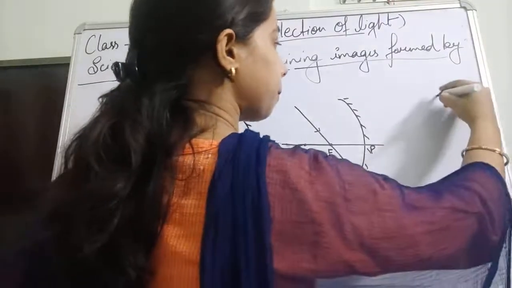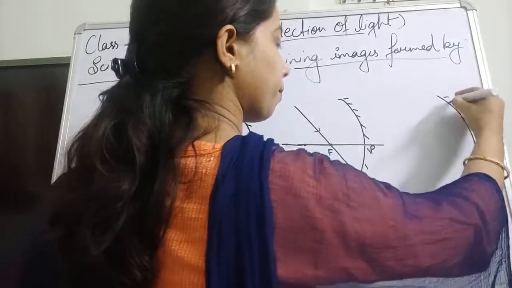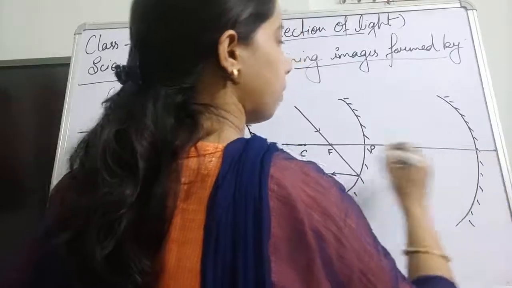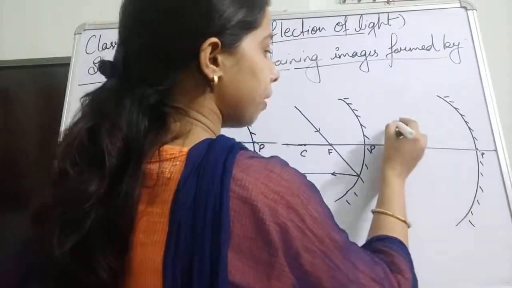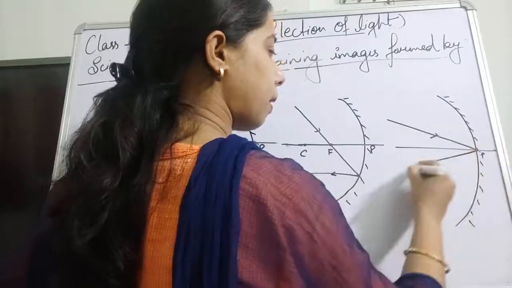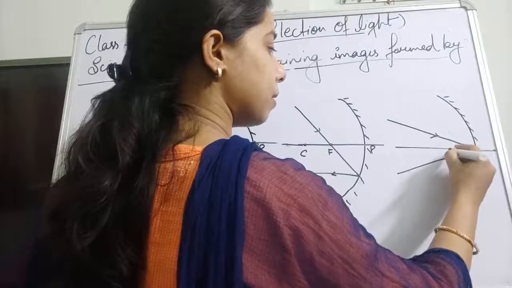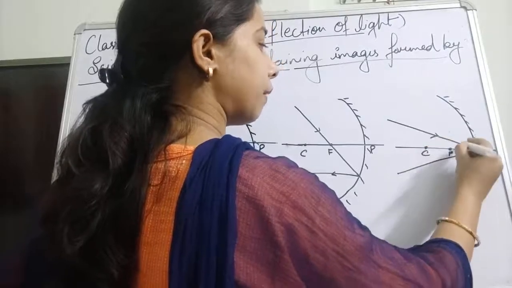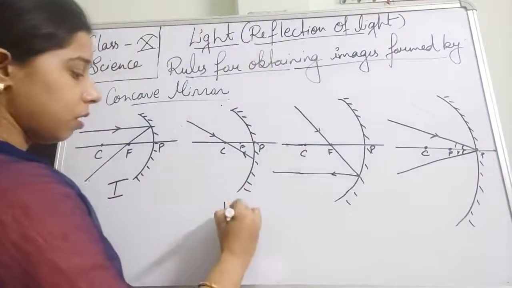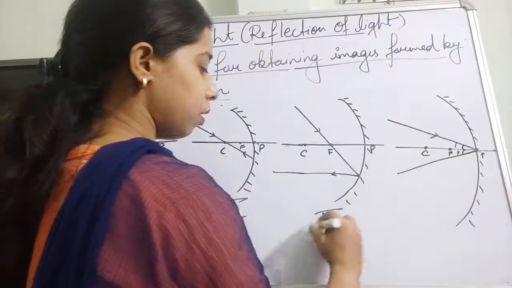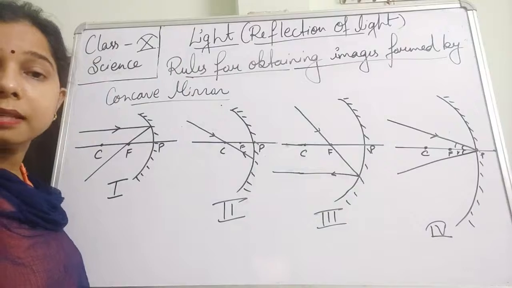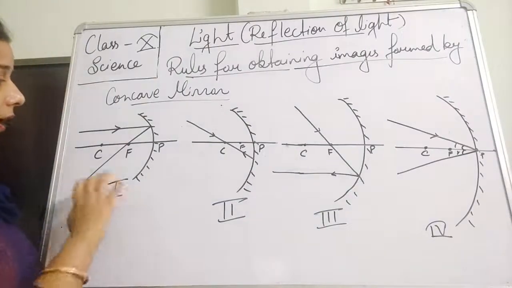And finally, this is the pole, and if a ray of light falls on the pole at an angle, it will come back with the same path. This is focus, student. This is the center of curvature, angle I and angle R. So this is the second, this is the third rule and this is the fourth rule. These are the 4 rules. I hope you have understood.